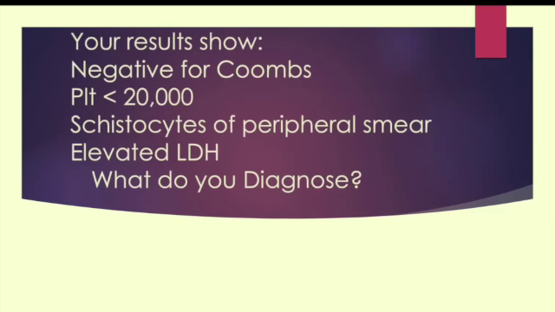So these are your results that you were sent out for. What do you think this is? TTP. So you have a negative Coombs. You have platelets that are less than 20,000. Those schistocyte cells that you would find on peripheral smear, elevated LDH, and TTP.